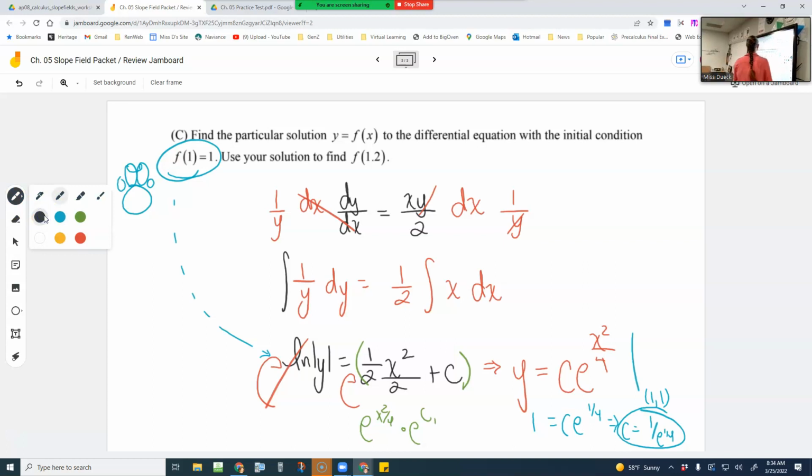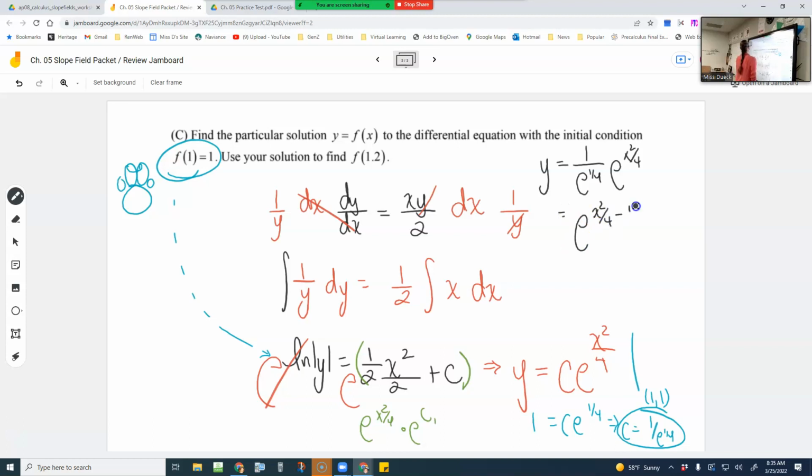So our particular solution is y equals 1 over e to the 1/4 e to the x squared over 4. Which could be the same thing as e to the x squared over 4 minus 1/4. You could do that. So it wouldn't cancel out, right? No, that's an x. They're not even like terms. Okay. I can combine and make it x squared minus 1 all over 4 if you really wanted to, because they have common denominators.